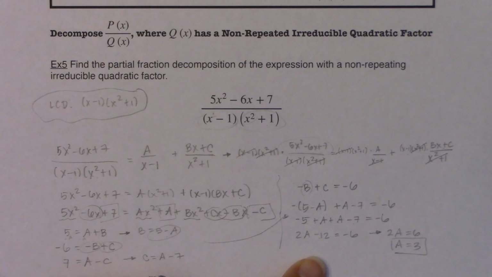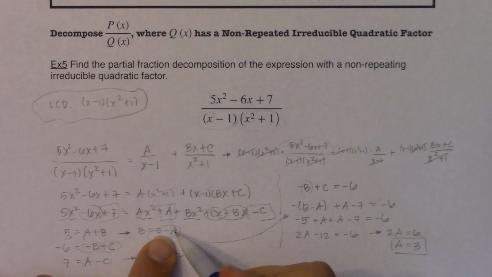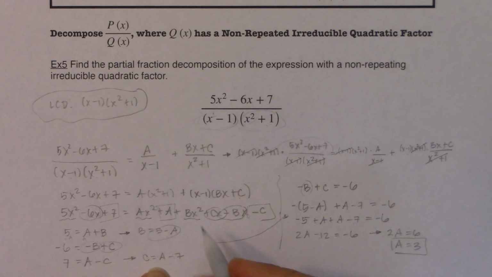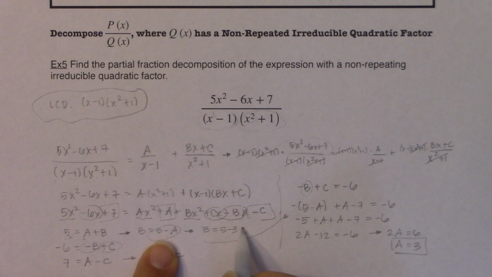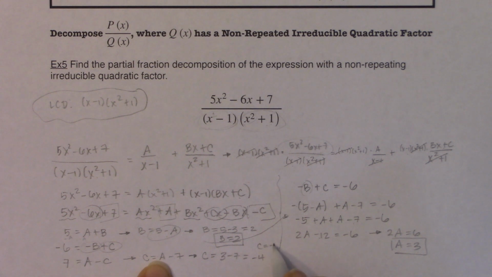So there is one of my letters. And at this point, I can substitute this a value of 3 back into the equation for b and back into the equation for c. So now that I know a is 3, we'll have b equaling 5 minus 3, which is 2. So I'm going to put here b is 2, keep that in mind. And then c is going to equal, a was 3, 3 minus 7, which is negative 4. So c is negative 4.